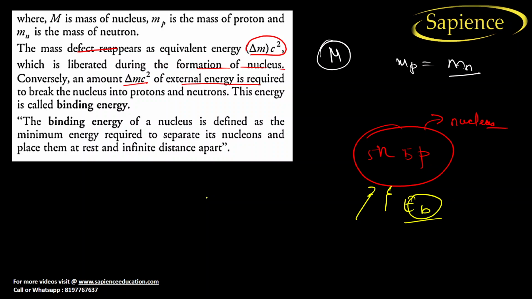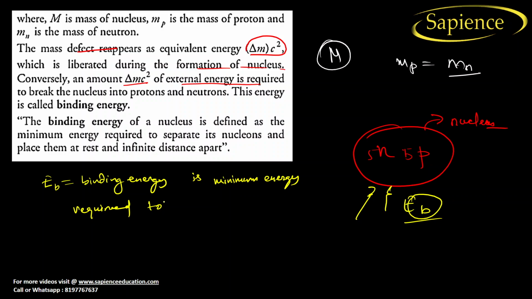So the binding energy of the nucleus is defined as the minimum energy required to separate the nucleons. This is a very simple definition. So binding energy Eb is the minimum energy required to separate its nucleons. I hope you have understood this.